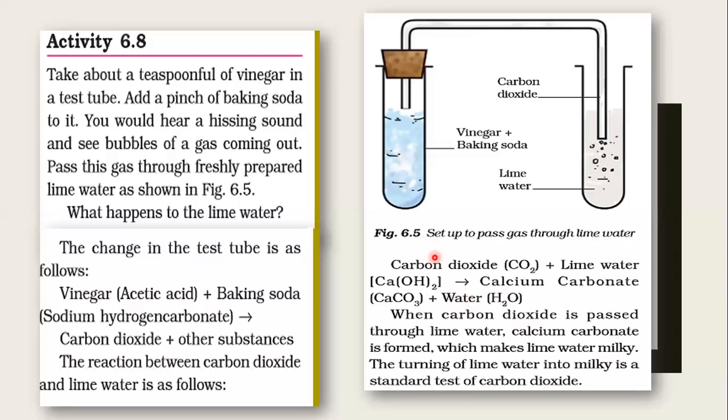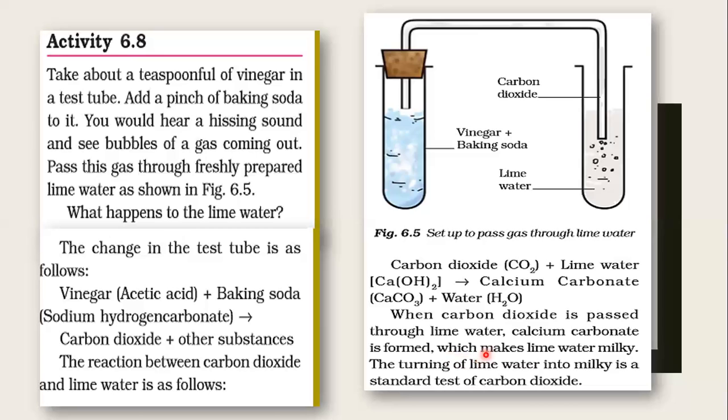Carbon dioxide we will be allowing to pass through freshly prepared lime water. So the carbon dioxide formula is CO2, and the lime water formula Ca(OH)2 is calcium hydroxide. So CO2 plus Ca(OH)2 will give the compound CaCO3, calcium carbonate, and also water will be formed in the reaction. So when carbon dioxide is passed through lime water, calcium carbonate is formed.